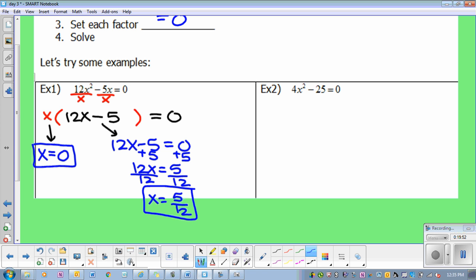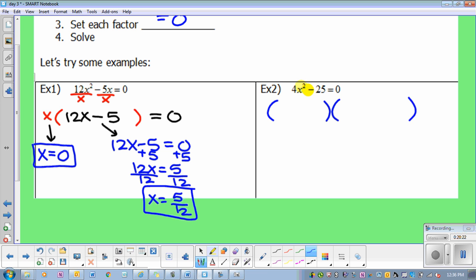All right, let's look at example 2. Is it equal to 0? All right, 4x squared minus 25. GCF? No. But what do we like about this? It's a difference of squares. The 4x squared is a perfect square. Is 25 a perfect square? Yes. So this is a difference of squares.